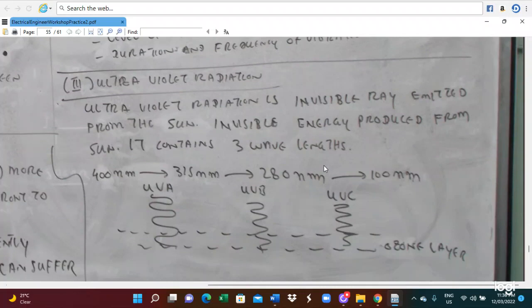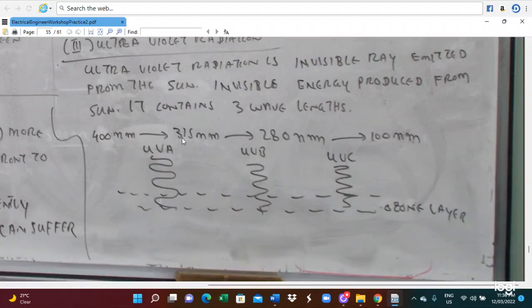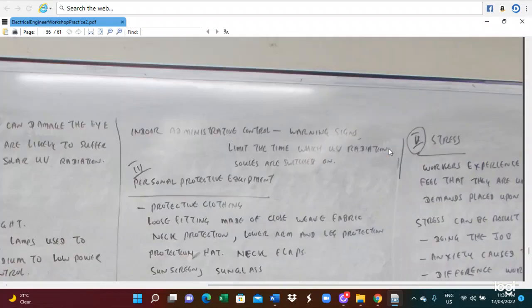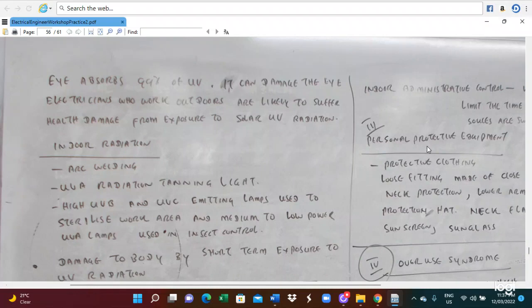Other radiation is invisible radiation rays. They are emitted from the sun, the energy produced by the sun. It contains three wavelengths, especially 400 nanometers to 355 nanometers, and 800 nanometers to hundreds of nanometers. Those are the ultraviolet radiation levels. Those ultraviolet radiations are absorbed by the ozone layer, but during the radiation time, especially 12 noon to 2 p.m., most of the sun rays fall onto the earth. Therefore, the eye absorbs 99% of the ultraviolet, so it can damage your eye.